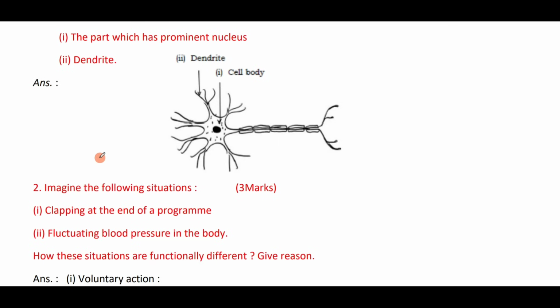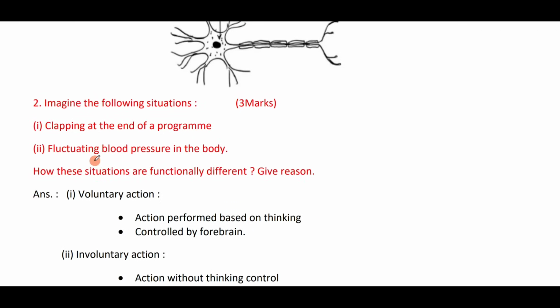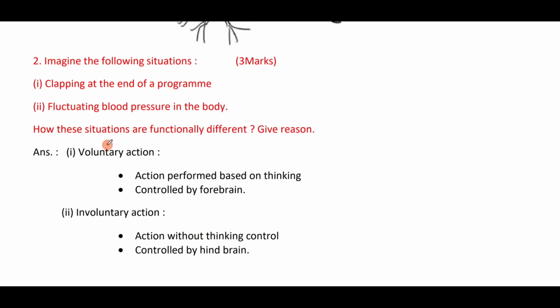Next, imagine the following situations. Clapping at the end of the program, and fluctuating blood pressure in the body. How are these situations functionally different? Voluntary actions, like clapping at the end of a program, are actions performed based on thinking, controlled by the forebrain. Whereas the second situation is an involuntary action, an action without thinking, controlled by the hindbrain.